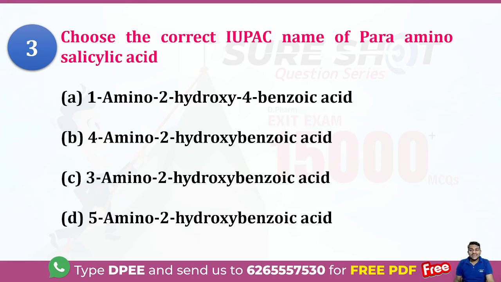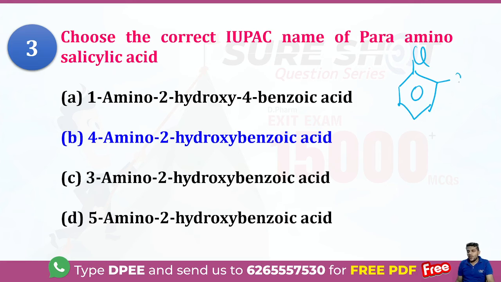Third question for you. You have to choose the correct IUPAC name of para-amino salicylic acid. Para-amino means there is an amino group at the fourth position. Just you have to see this. There is only one option, para-amino. Suppose this is the chlorobenzene.